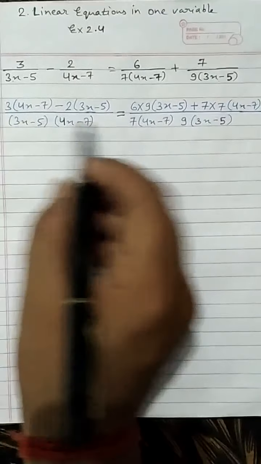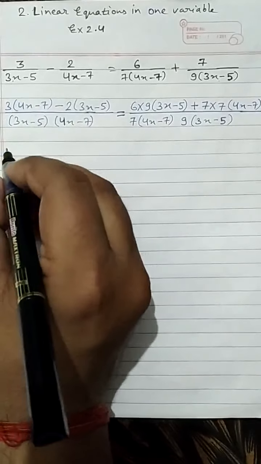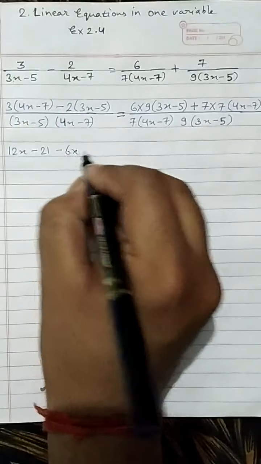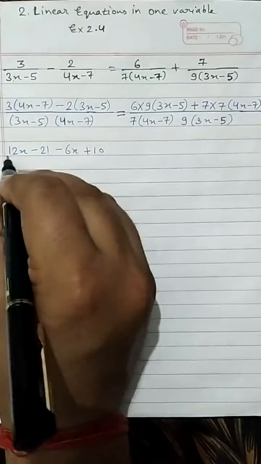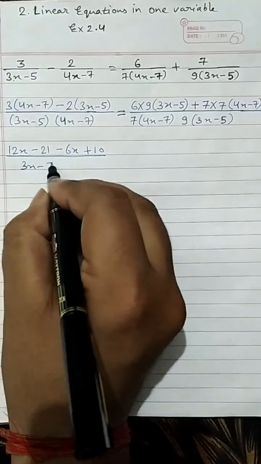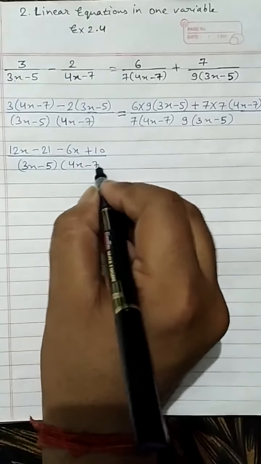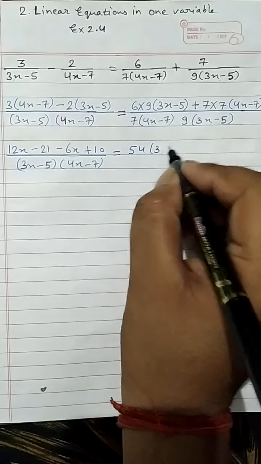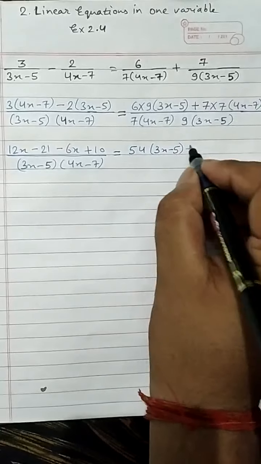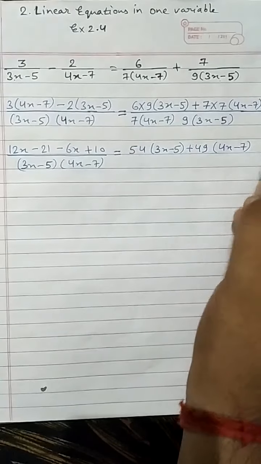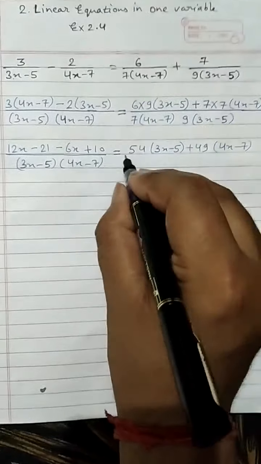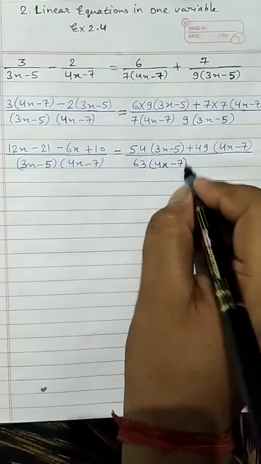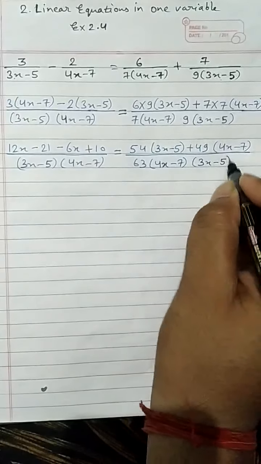So we will open the bracket here. 3 fours are 12, 3 sevens are 21, minus 2 threes are 6, 2 fives are 10, positive 10, divided by (3x minus 5)(4x minus 7) equals 6 nines are 54, 7 sevens are 49, now 7 nines are 63, with 4x minus 7 inside one bracket and 3x minus 5 in the other bracket.